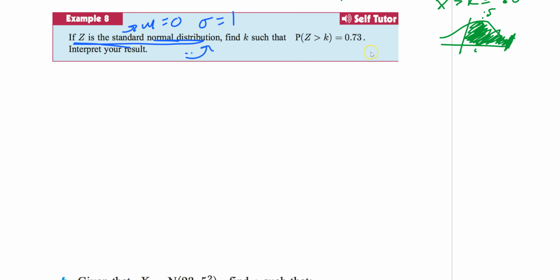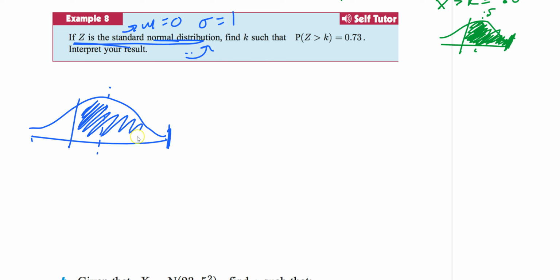But here's the thing I'm really going to focus on. They gave me Z is greater than K is 0.73. So let's draw that. Right? So like this. Notice it's greater than, so I start on the right hand side. 0.73, remember that's more than halfway. So here's the halfway mark. I have to go more than that. So like over here somewhere. All of this is 0.73. And then my K here is my K.